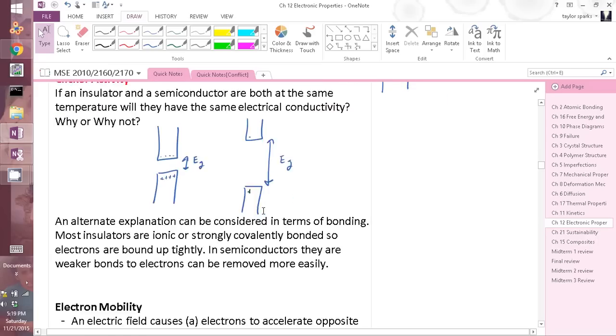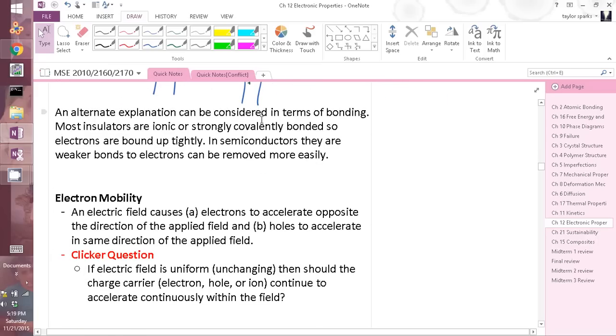Okay? Another alternate explanation can be thought of in terms of bonding. Insulators tend to be ionic or strongly bonded, and so the electrons are held much more tightly. But in semiconductors, they're weaker bonds, so the electrons aren't held quite as tightly, so it's easier to strip away an electron to create a free electron and leave in its place the missing electron, which we call a hole.